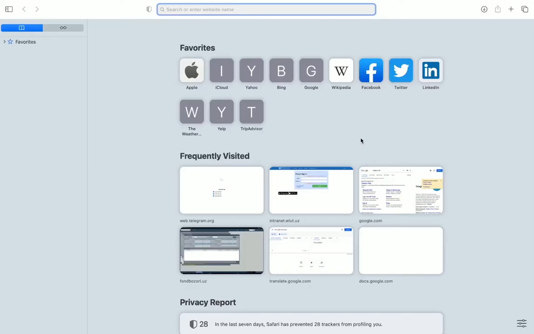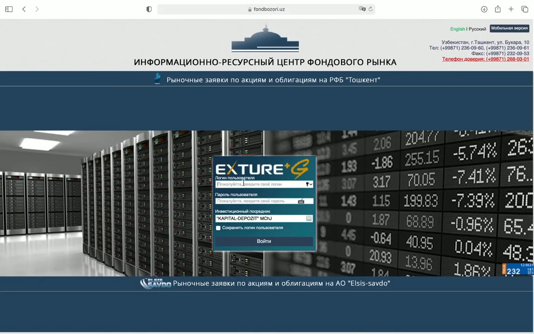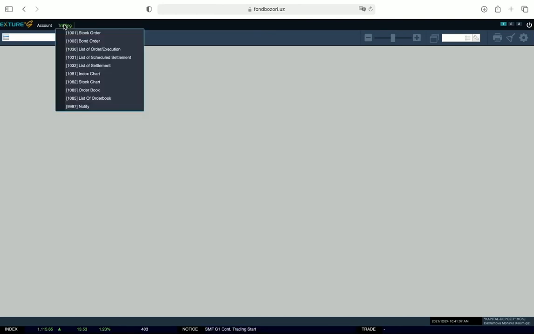Hello, in this video you will learn how to buy stocks. To do this, you should go to the website fondbozori.uz, enter your username, password and choose an investment intermediary. In order to buy stocks, go to Trading and select Stock Order.